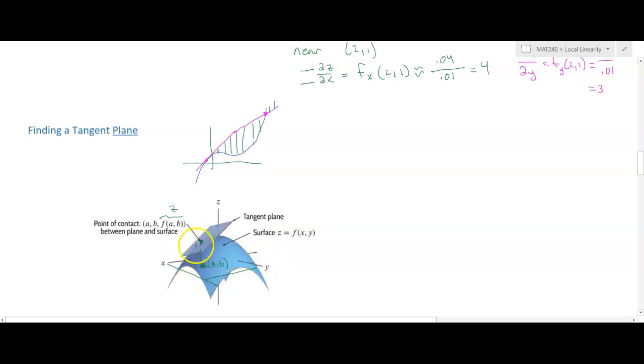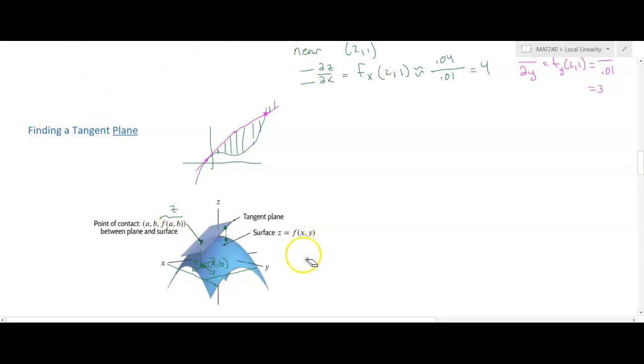And again, the farther we get away from that point in any direction, whether we go this way, or this way, or this way, or this way, the worse our approximation of the surface output is. So if I wanted to predict that output right there, you can see that we're going to way overshoot it in the approximation using our tangent plane.